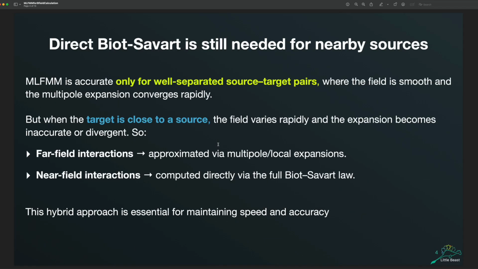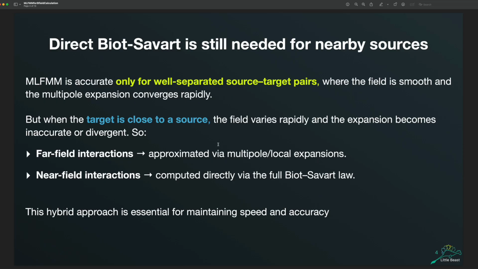So that's important. Now, that also means that you still need Biot-Savart for nearby sources. So MLFMM is only accurate for well-separated source-target pairs where the field is smooth and the multipole expansion converges rapidly. So when a target is close to a source, the field varies rapidly because the target and the source are close by, and therefore the expansion initially becomes inaccurate, and when it's too close to the current, it's even invalid.